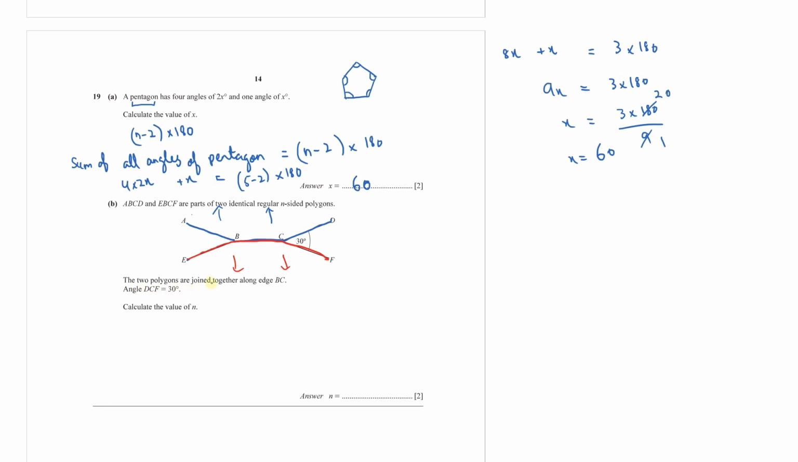So the two polygons are joined together along this edge BC. Angle DCF is given as 30 degrees. Calculate the value of n.